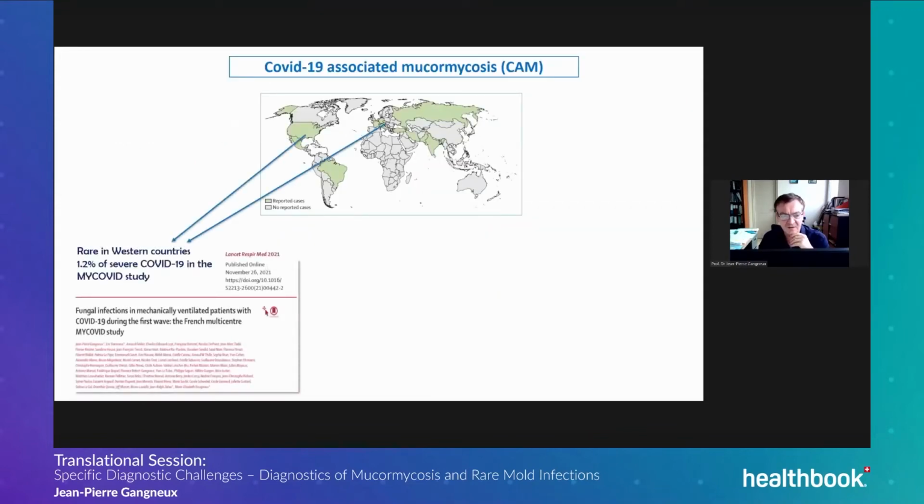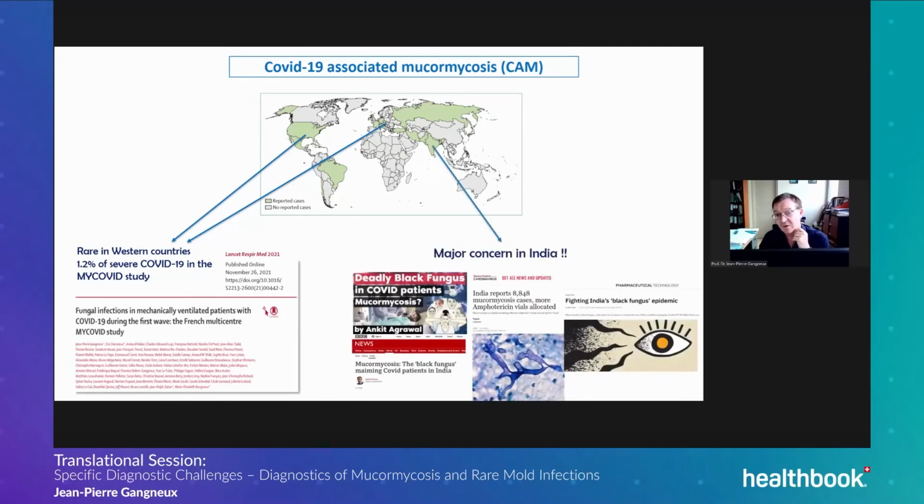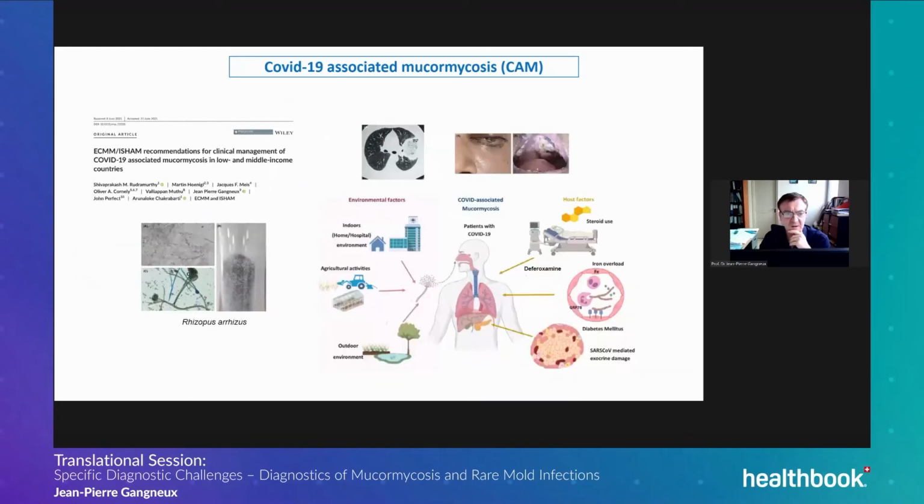As an example, in Western countries, we implemented a national study in France, and mucormycosis was a rare event with only 1.2% in severe COVID-19 patients compared to 14% for aspergillosis. But when we look at what happened in India, of course, you know that it was a major concern. Because of this major concern in low and middle income countries, ECMM and ISHAM published some recommendations for the diagnosis that rely mainly on the direct examination, but also on culture in order to know which fungus is responsible.